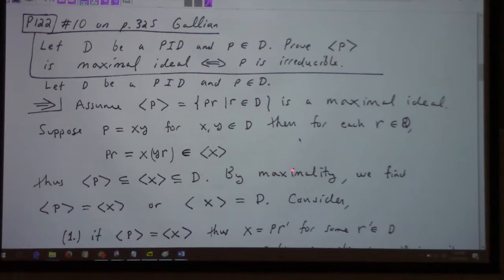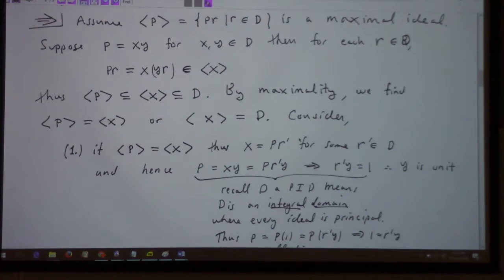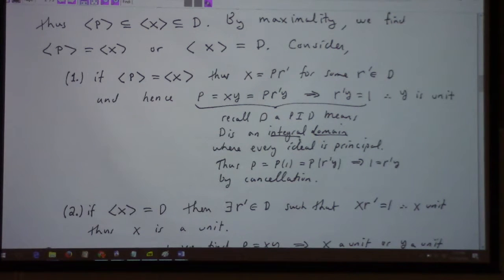But by maximality, we find the ideal generated by p equals the ideal generated by x, right? Or the ideal generated by x equals D. In those cases, that's exactly what we need to force one of the factors to be a unit. So in case number 1, if the ideal generated by p is equal to the ideal generated by x, that means that x is equal to p r prime for some r prime in D, which means that p is equal to x times y, which is also equal to p r prime. See here, why do I have p equal to xy? It was the assumption at the start.